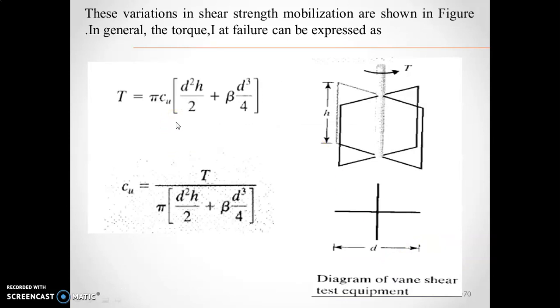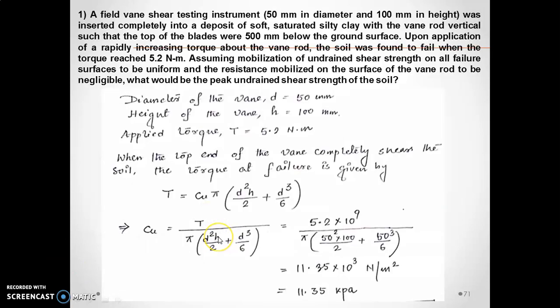The variation of shear strength mobilization is shown in the figure. The torque T can be expressed by this formula: T is equal to pi Cu into d square h divided by 2 plus d cube divided by 4. So Cu is equal to T divided by this expression. This is the formula to find the shear strength of the soil using the vane test, field test. Let us take this formula for direct substitution.